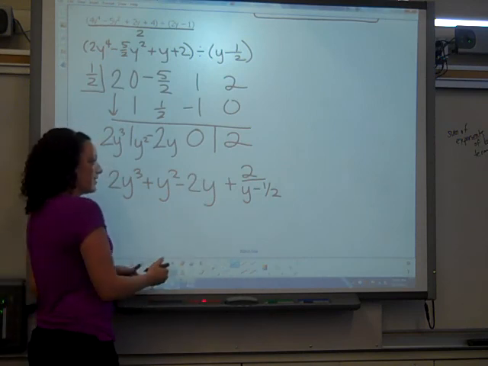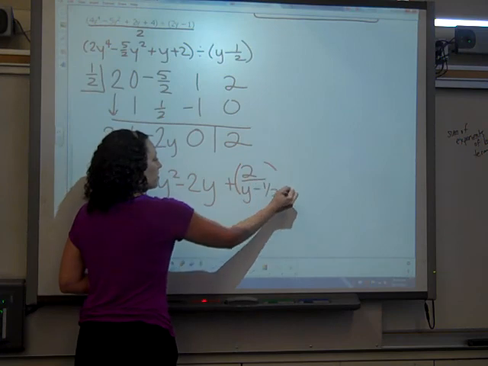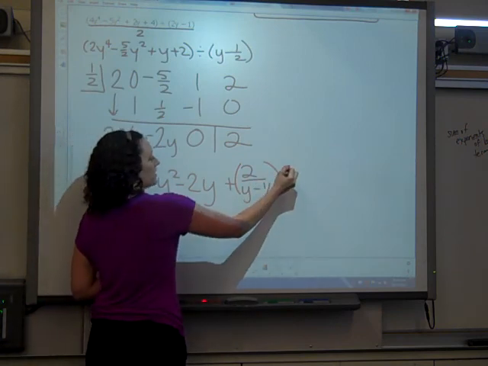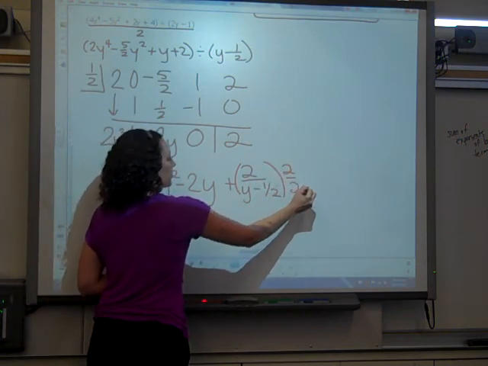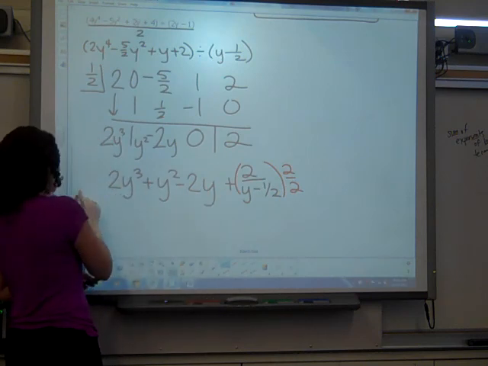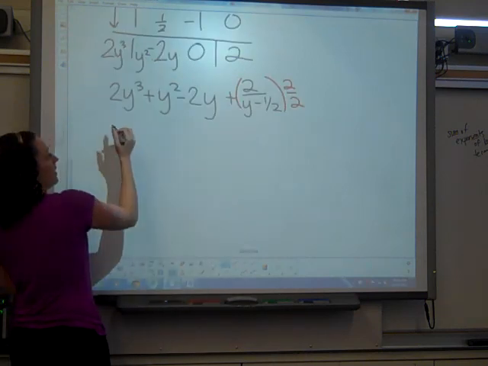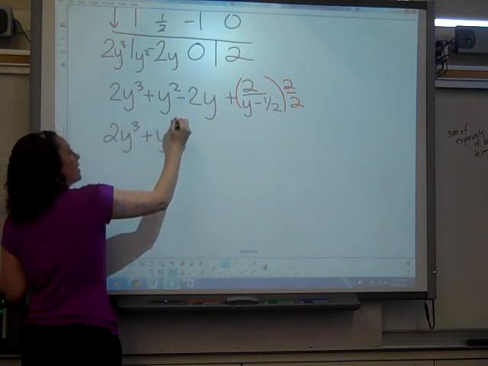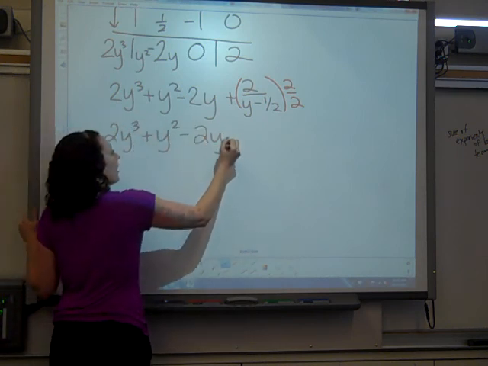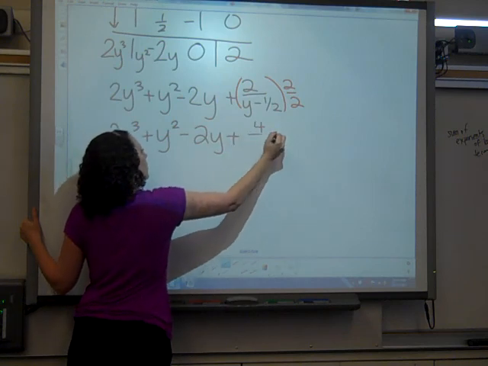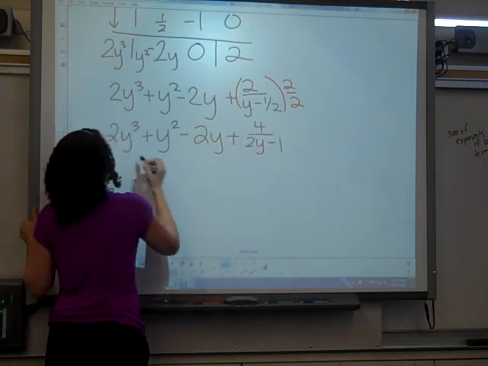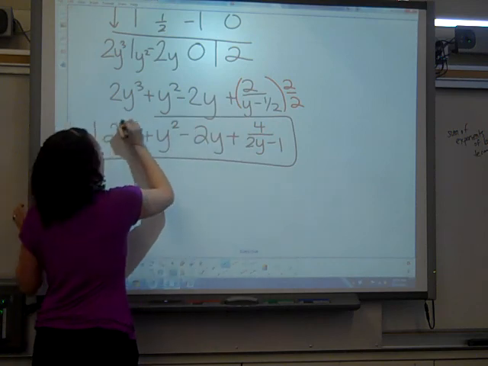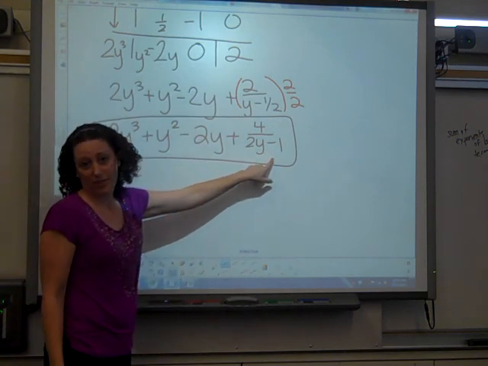All right, let's fix it. So I can't change the value. So what I'm going to do instead is multiply this by 2 over 2. Notice I'm not going to change anything over here, just fixing my remainder. So I'll have 2y cubed plus y squared minus 2y plus 4 over 2y minus 1. Notice that the bottom again is back to what I started dividing by.